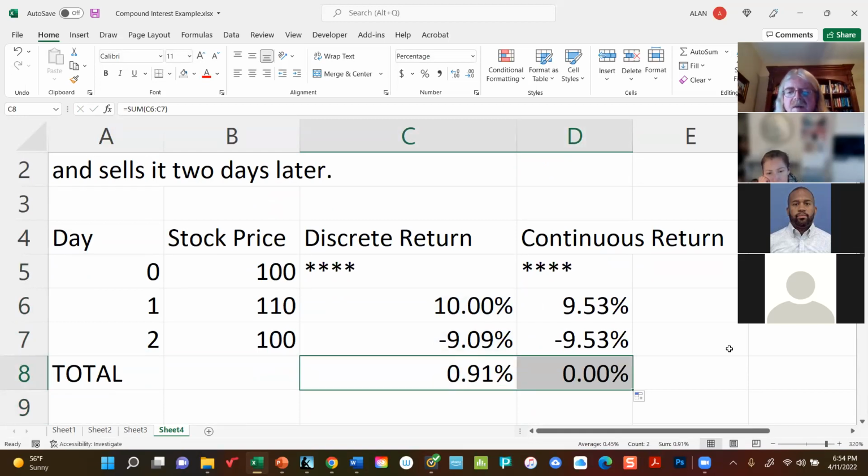With the discrete compounding, it appears that I've made 0.91% and I've done no such thing, whereas with the continuous compounding, I've broken even. So you can see the problem with the discrete compounding is that it introduces a bias, an upward bias into our returns. And that is one of the reasons why, at least with derivatives models, it's usually preferred to use continuous compounding rather than discrete compounding.